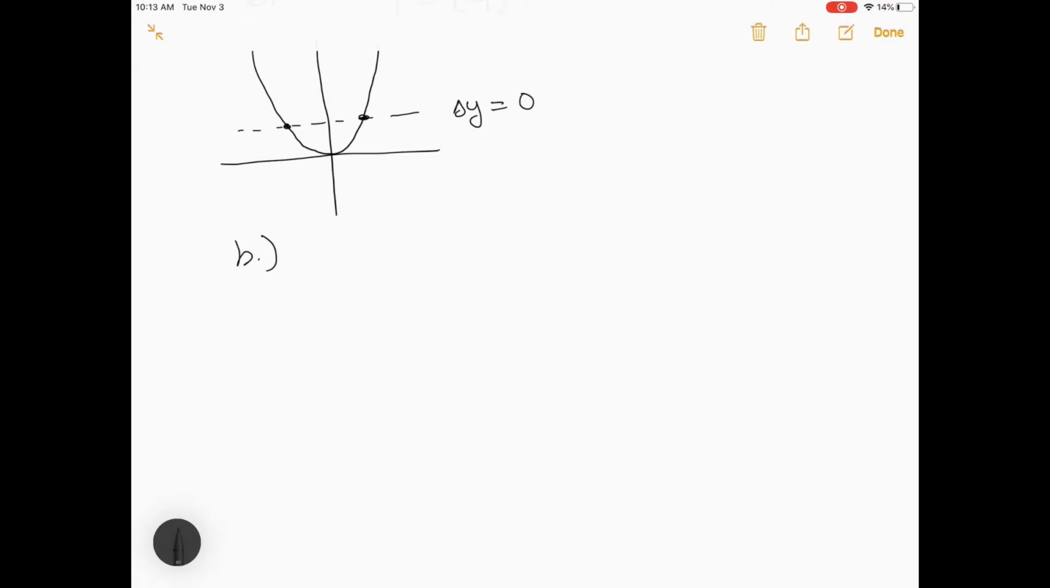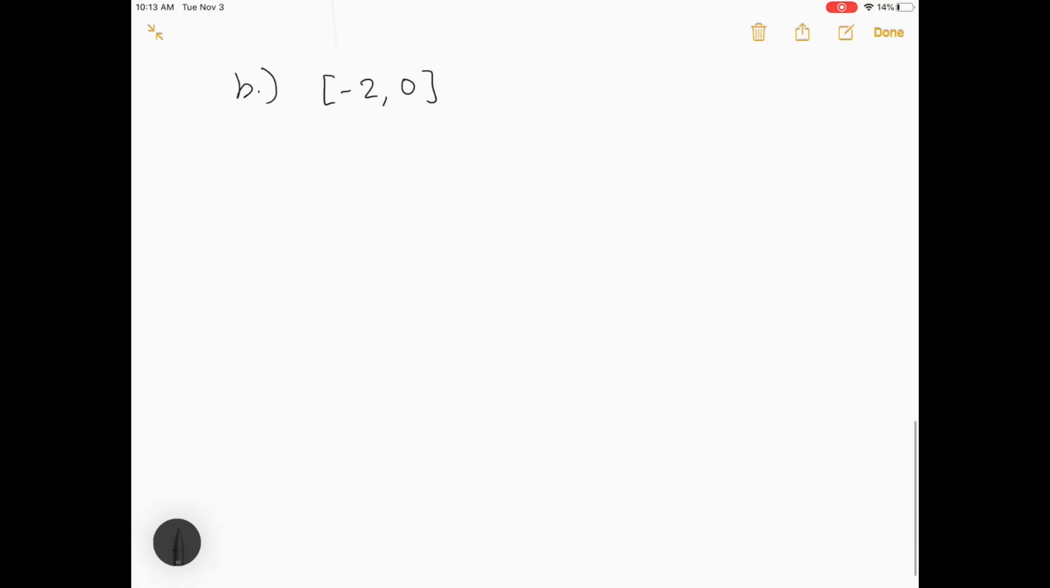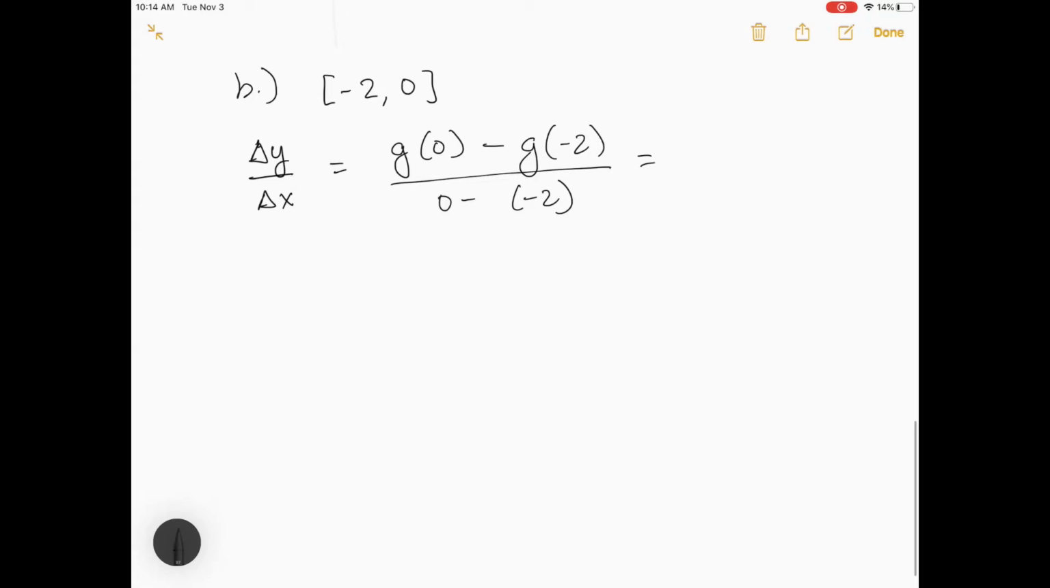For part B, I am given the interval minus 2 to 0. Here, using my formula, delta y over delta x is equal to g(0) minus g(minus 2) divided by 0 minus negative 2. Writing out my function, I have 0 squared minus negative 2 squared divided by 2. Solving it, we get 0 minus 4 divided by 2, which is equal to minus 2.